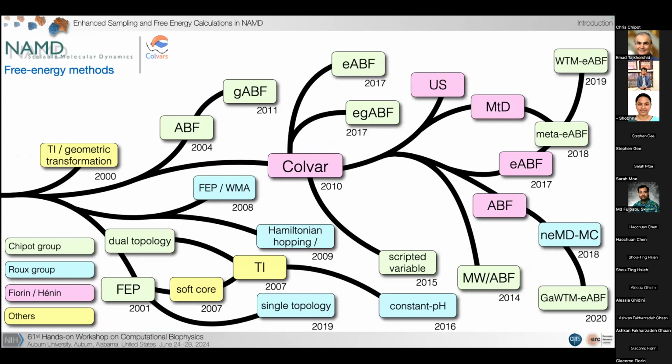It gives you an idea of how much we have developed over the years since we started to implement free energy methods back in 2000. So almost 25 years of development of free energy methods. Now, a lot of these methods revolve around an external module of NAMD called CoLVARs. You're going to hear a lot about CoLVARs, developed by Jerome and Giacomo Fiorin.